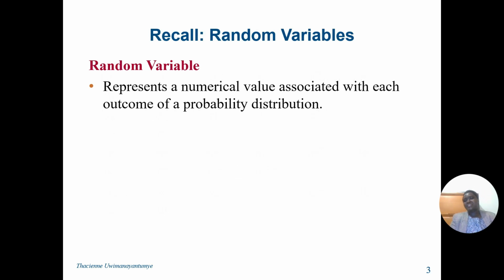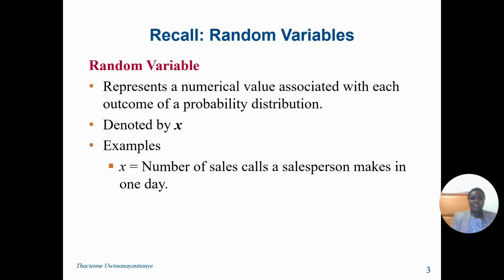Let's recall first what is a random variable. A random variable represents a numeric value associated with each outcome of a probability distribution. It is mostly denoted by x, and one example is the number of sales calls a salesperson makes in one day. Yes, if you are a salesperson and you have to make calls, and I describe a variable as the number of sales calls that you make in one day, this can be a random variable.